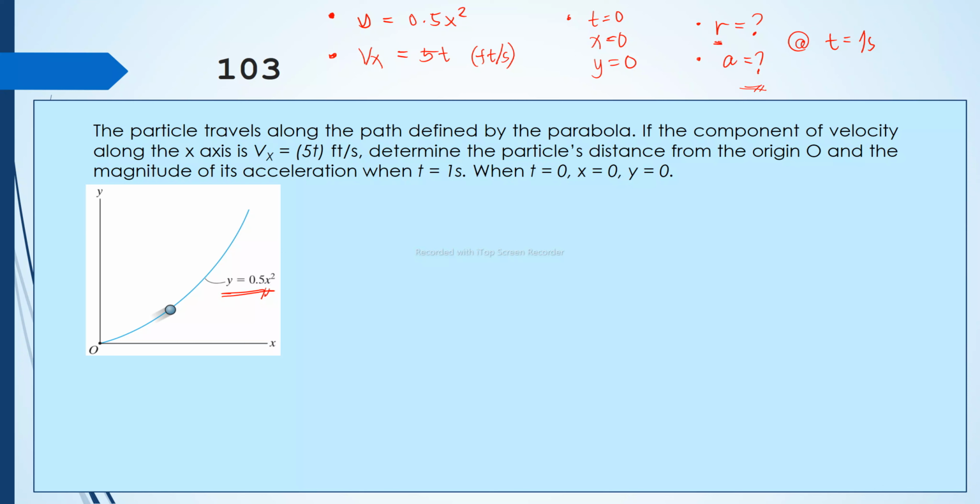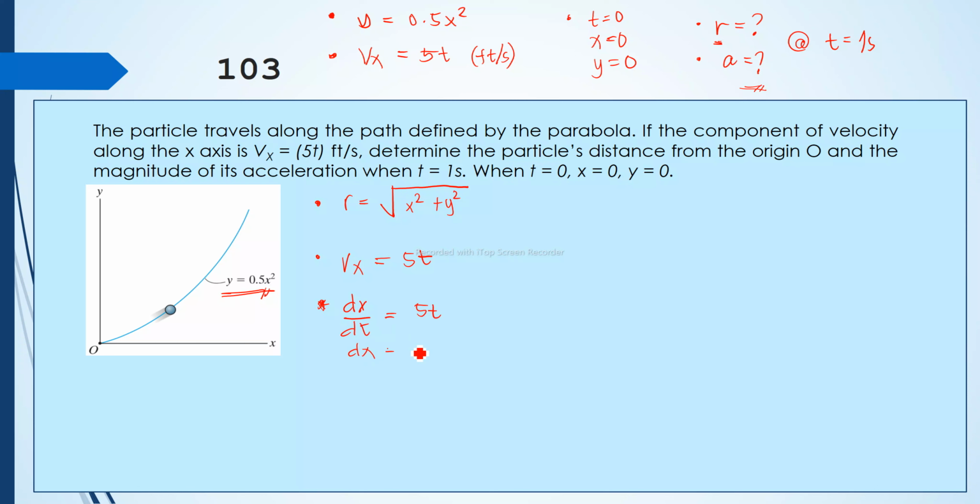So what are we going to do? Let's say our first goal is to get r. The magnitude of r, since this is just two axes, the x and the y, is just equal to the square root of x squared plus y squared. We have y equal to 0.5 x squared, and we also have vx equal to 5t. And we know that vx is just equal to dx over dt, which is equal to 5t.